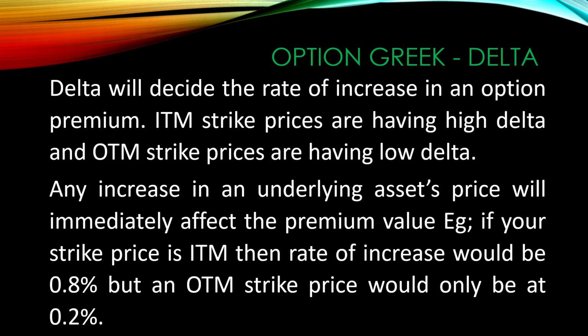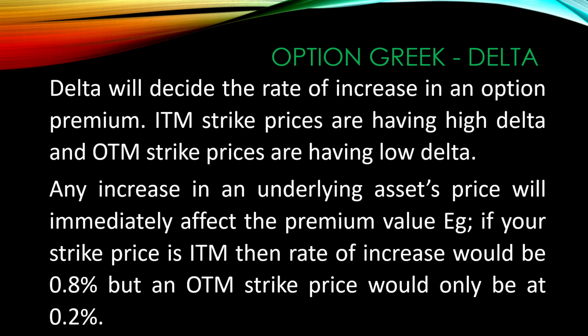In the coming slide, we will see some examples. Let's see the definition. Any increase in an underlying asset's price will immediately affect the premium value. For example, if your strike price is in the money, then the rate of increase would be 0.8, but an out of the money strike price would only be at 0.2. So here, if you take the Tata Motors example, if you buy a call option with strike price 600 while it is trading at 605, then 600 is in the money.